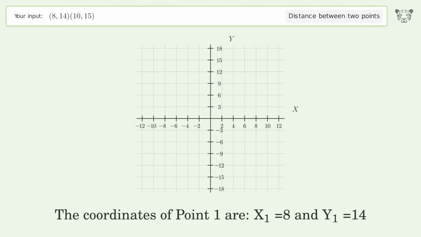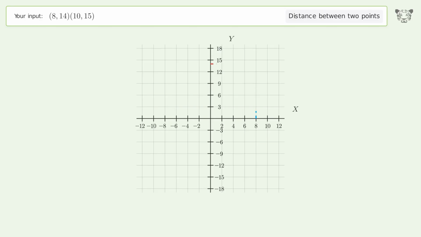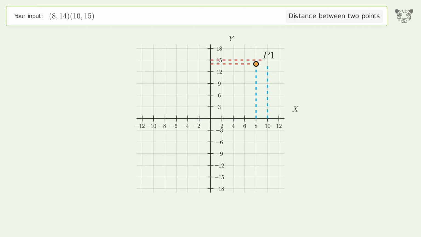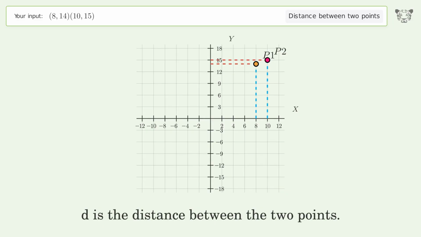The coordinates of point 1 are x1 equals 8 and y1 equals 14. The coordinates of point 2 are x2 equals 10 and y2 equals 15. D is the distance between the 2 points.